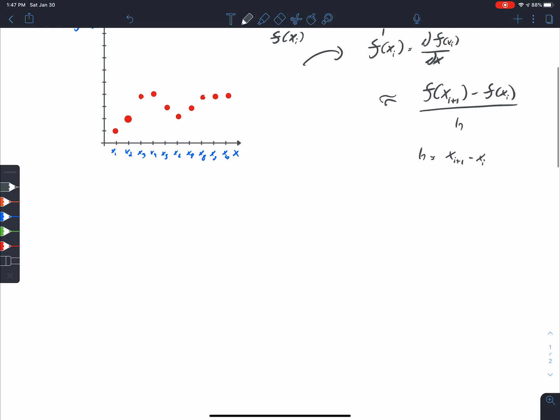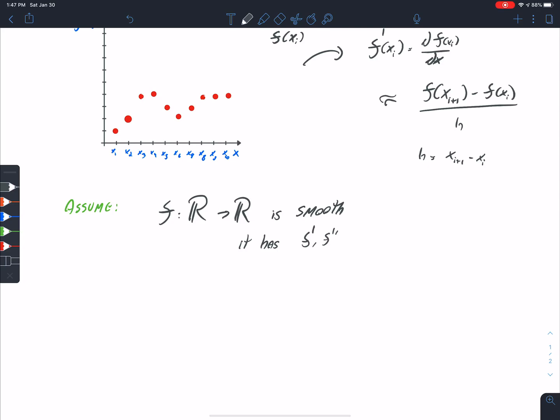So we start from the assumption that our function that generated these data points, which is mathematically a function that maps the real axis to the real axis, so it takes one coordinate as input and outputs a number, is smooth, meaning it has derivatives. Not all functions have them, but we'll assume that it has derivatives f prime, f double prime, and so on.